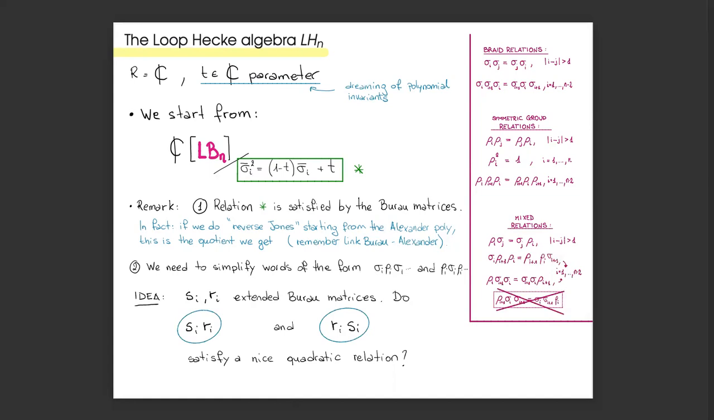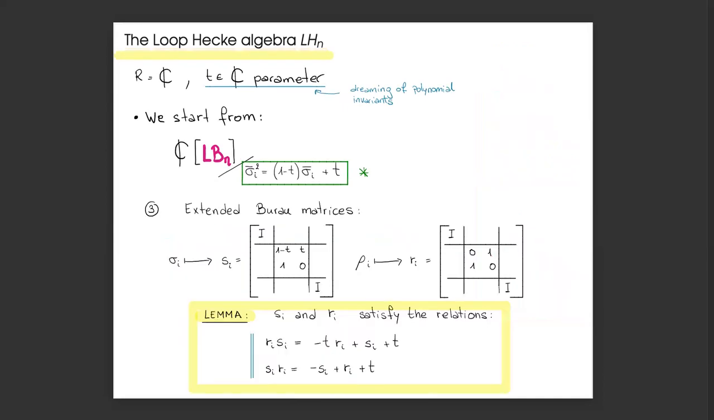So remember that our issue was with this kind of word where we have the same index: sigma_i, rho_i, sigma_i. So let's take the extended Burau matrices for this minimal word sigma_i sigma_i rho_i. This would be the matrices S_i, rho_i and R_i S_i. Let's just try to play with the matrices and see what happens. Well, what happens is that they satisfy these two relations down here.